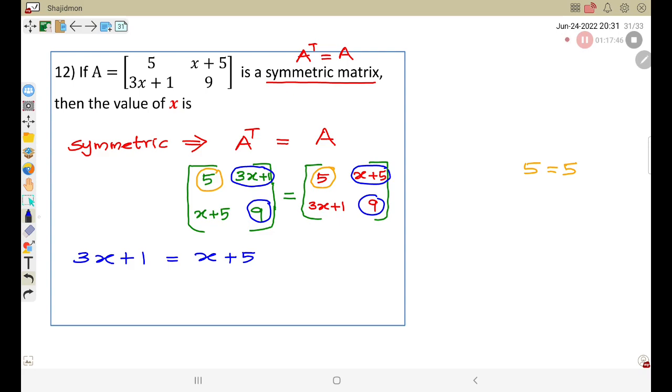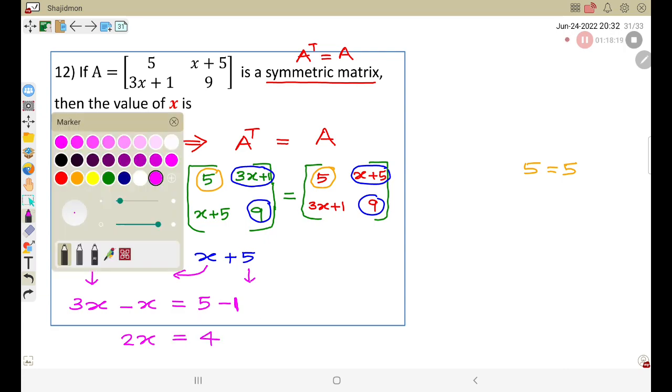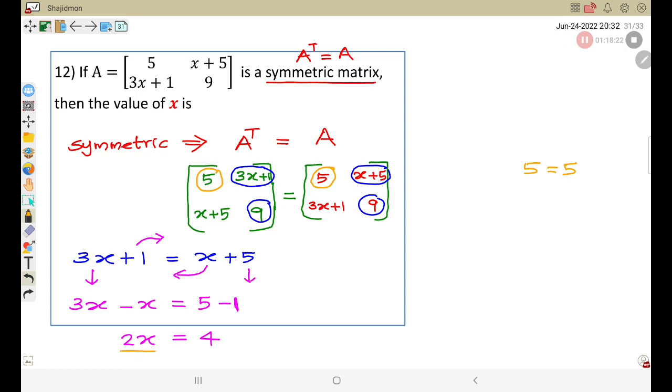Correct? So from this I can find what is the x number. You know how to find. 3x plus 1 equal to x plus 5. You can take x to the left side. So 3x, the same 3x, plus x coming to the left side becomes minus x, equal to 5 already there, and plus 1 going to the other side becomes minus 1. Correct? 5 minus 1. Now you can do simplification. 3x minus x means 2x, equal to 5 minus 1 means 4. 2x equal to 4. So to find x, divide by 2 on both sides. 2 and 2 cancel, x equal to 4 over 2, which means 2. So that is the x number if A is a symmetric matrix.